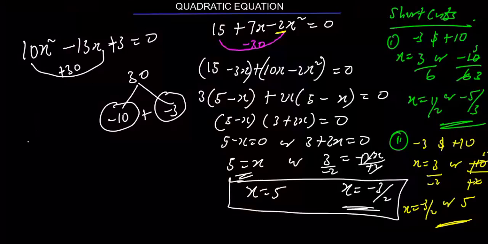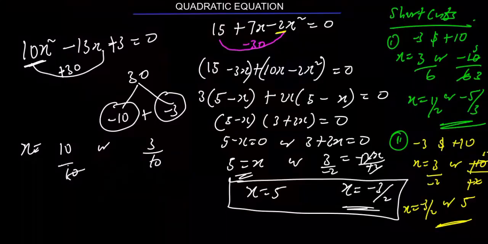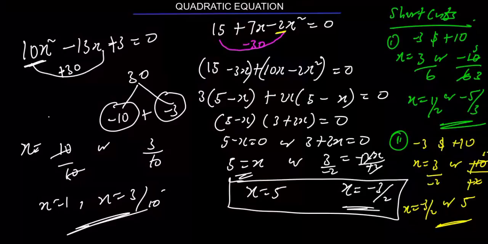Now, what's the shortcut? The shortcut is change the sign. You have 10, you have 3. Then, what will be your final answer? Divide by the coefficient of x squared. So you have 10, you have 10. So this gives you x equal 1 or x equal what? 3 over 10. And that's that for the shortcut.